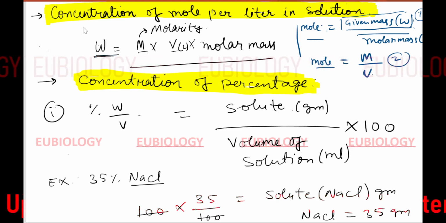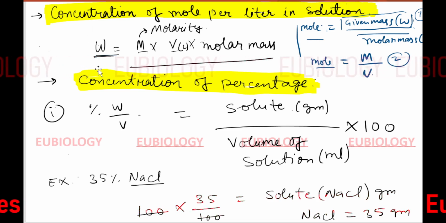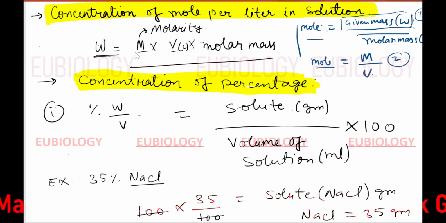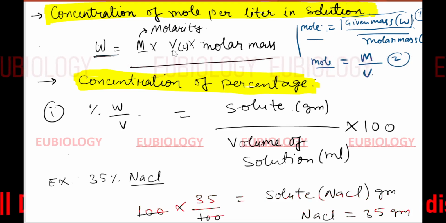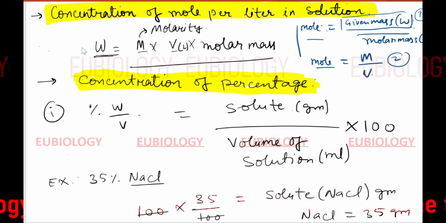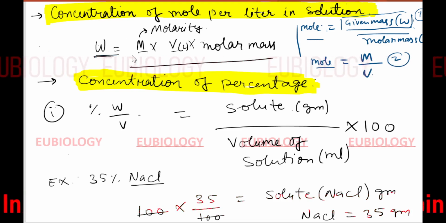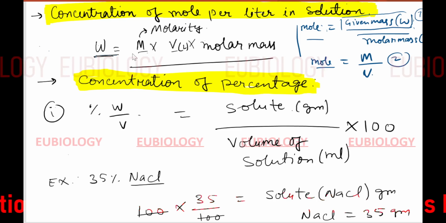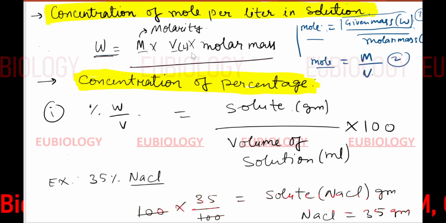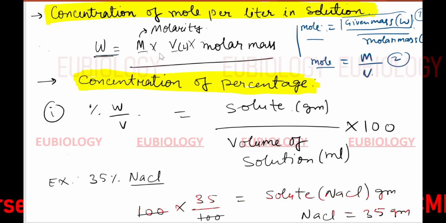So W, which is unknown and we have to calculate, is equal to molarity times volume in liter times molar mass. That will give you how much weight you have to take. That will be in gram, not in milligram or kg. So this is all about the calculation, and you'll see how we can calculate.